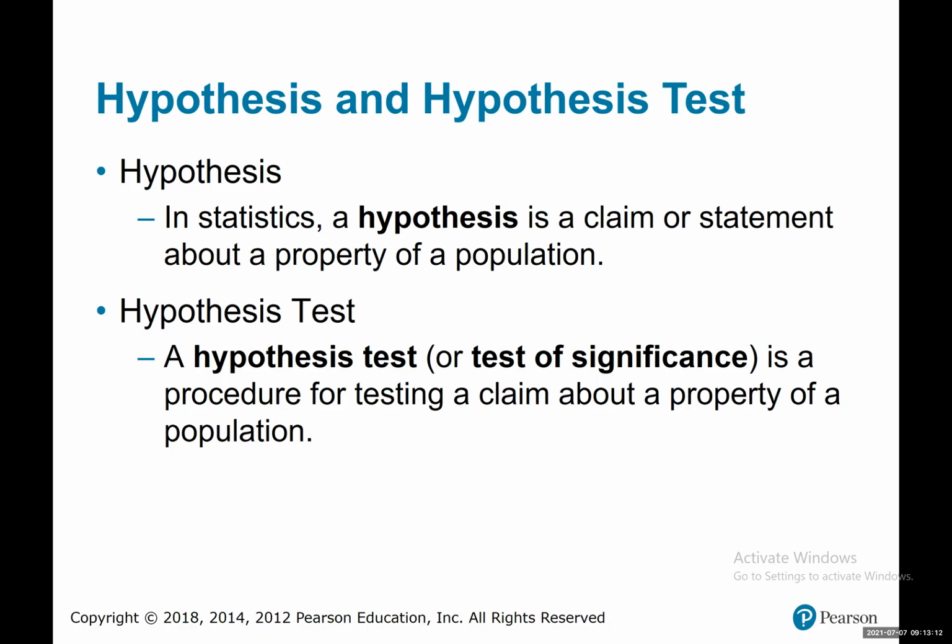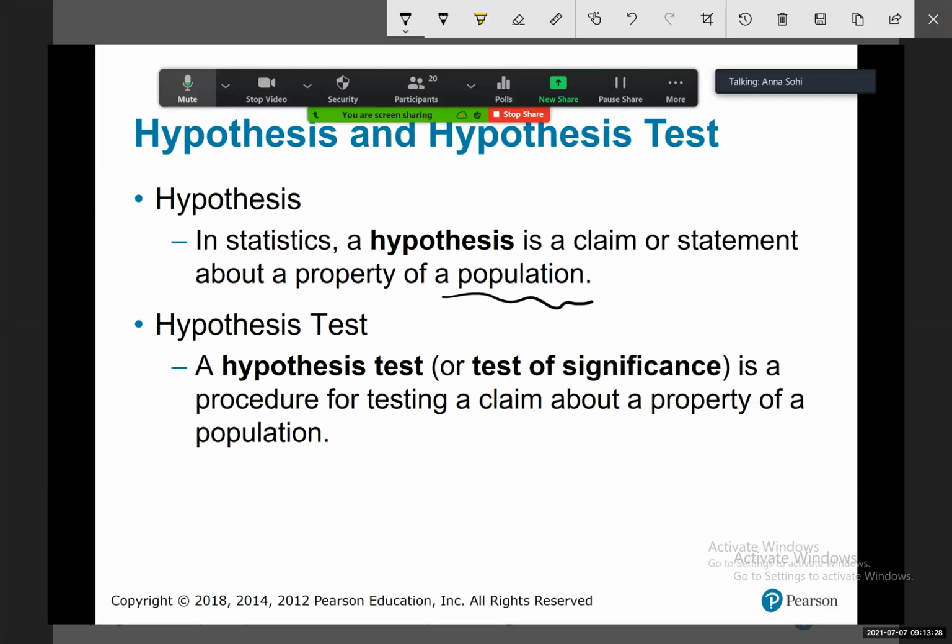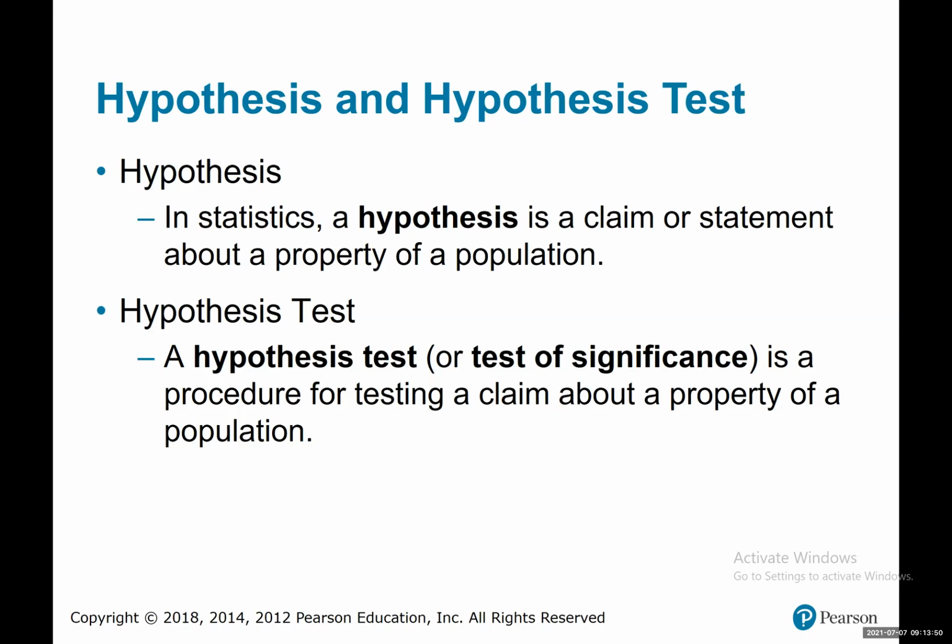A hypothesis is a claim or statement about a property of a population. So you're making a claim about a property of a population. You are using a sample, but what you are claiming is going to be about the population. A hypothesis test is a procedure for testing that claim. So I want you to pay attention to the word population, and a hypothesis test is a procedure of testing a claim about that property.